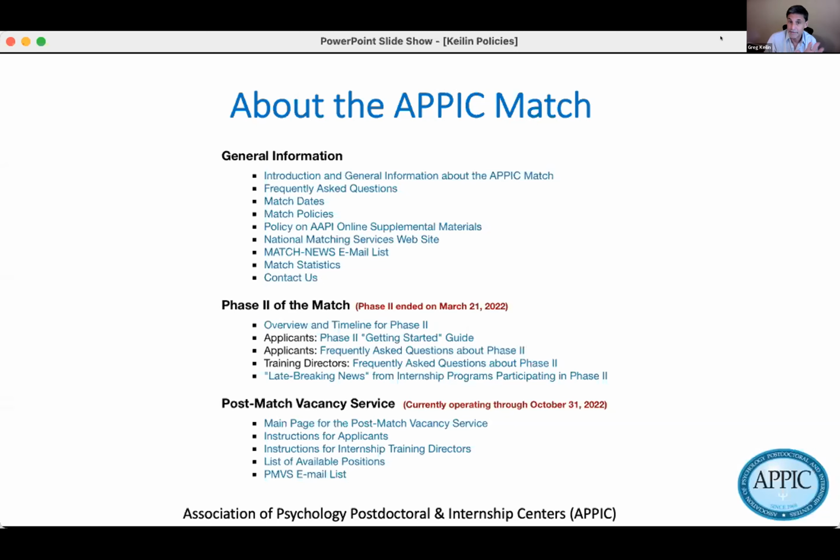The top 2 links, introduction and frequently asked questions, are really comprehensive about the match. There's match policies, as you can see, match statistics, which I'm going to get to in a second. And then we have separate sections on phase 2 and post-match. And a lot of DCTs don't really pay much attention to this unless they have a student in phase 2, and then all of a sudden they need this information. And where it talks about instructions for applicants, it's really for applicants and you as well.